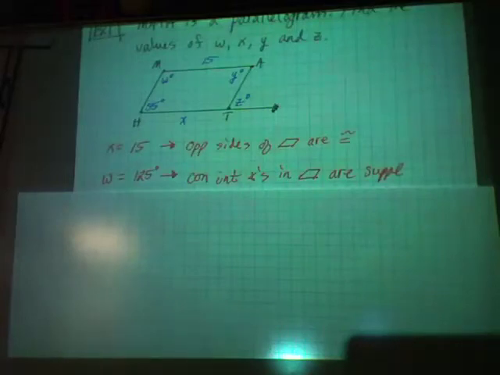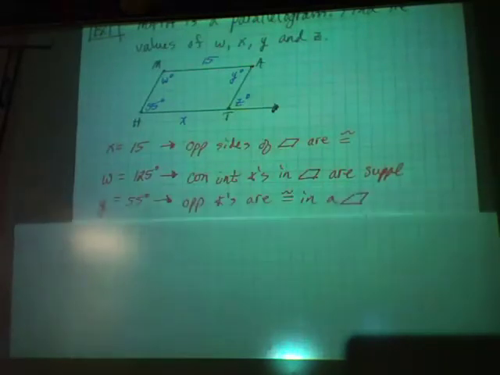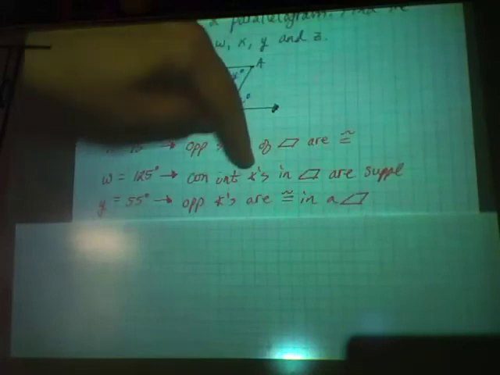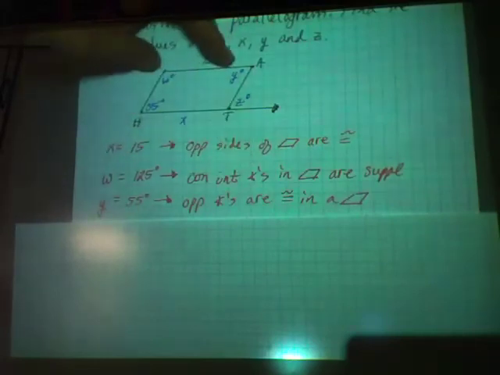What'd you say about Y? 55? And again, it depends on what you said for this one. I said 55 degrees because opposite angles are congruent in a parallelogram. That's the easiest reason to say why. You could have said that consecutive interior angles again are supplementary, so you could have used that one again.